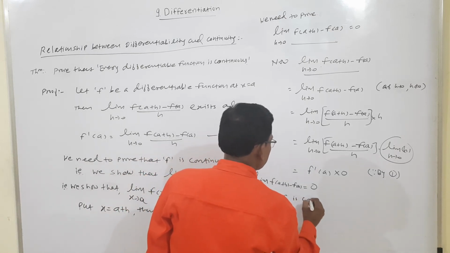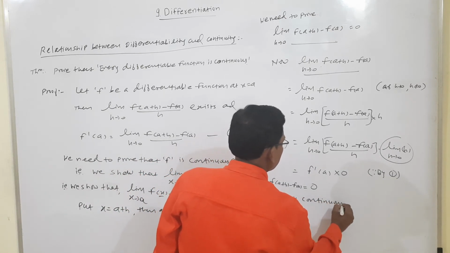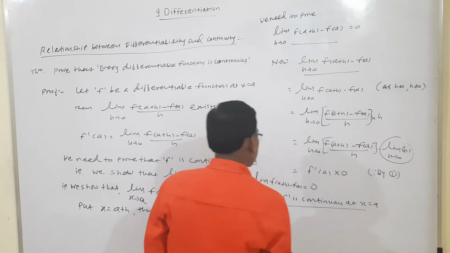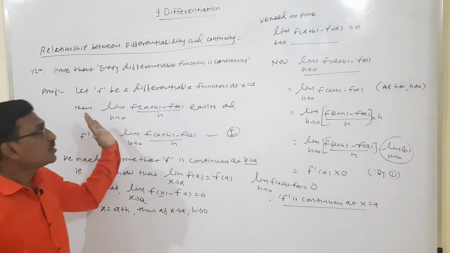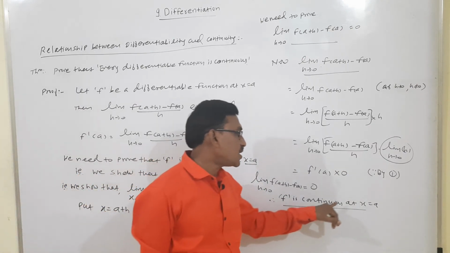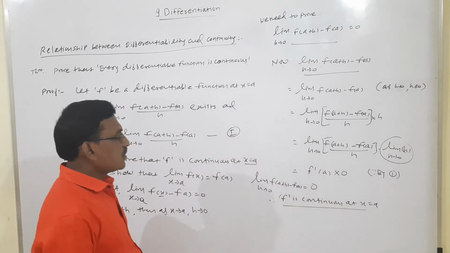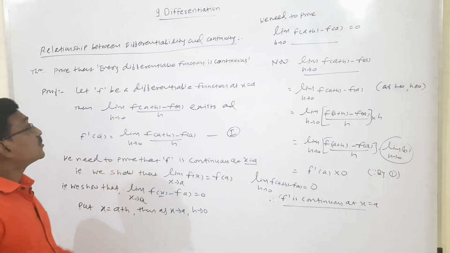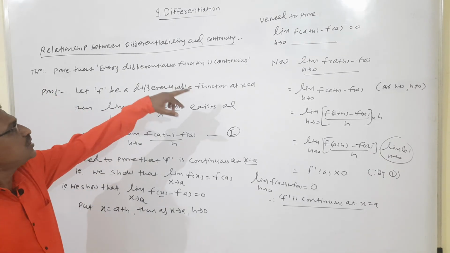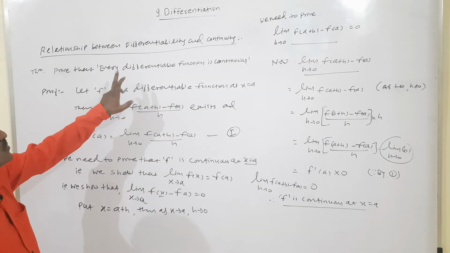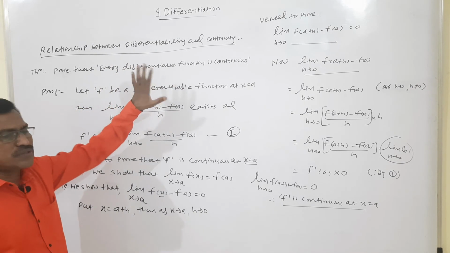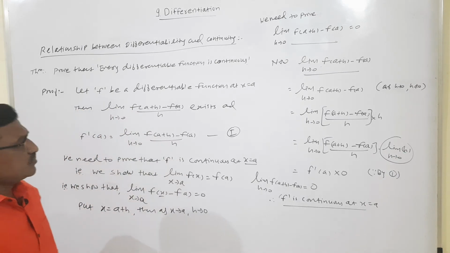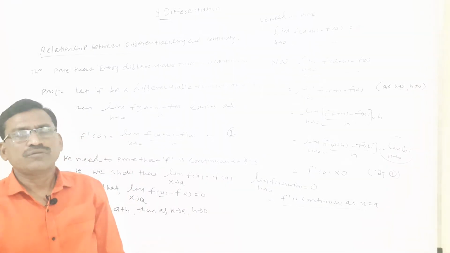F is continuous at x equal to a. Hence we have shown that the given differentiable function f is continuous at x equal to a. The converse part need not be proved here. In the converse, a continuous function need not be a differentiable function. Hence we prove the theorem. So today we will stop here.